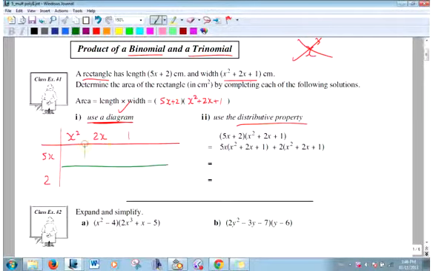Let's do our little grids. How many boxes do I have? I got 6 boxes. They all got to get filled. Okay? What is 5x times x squared, with a hand? 5x cubed.